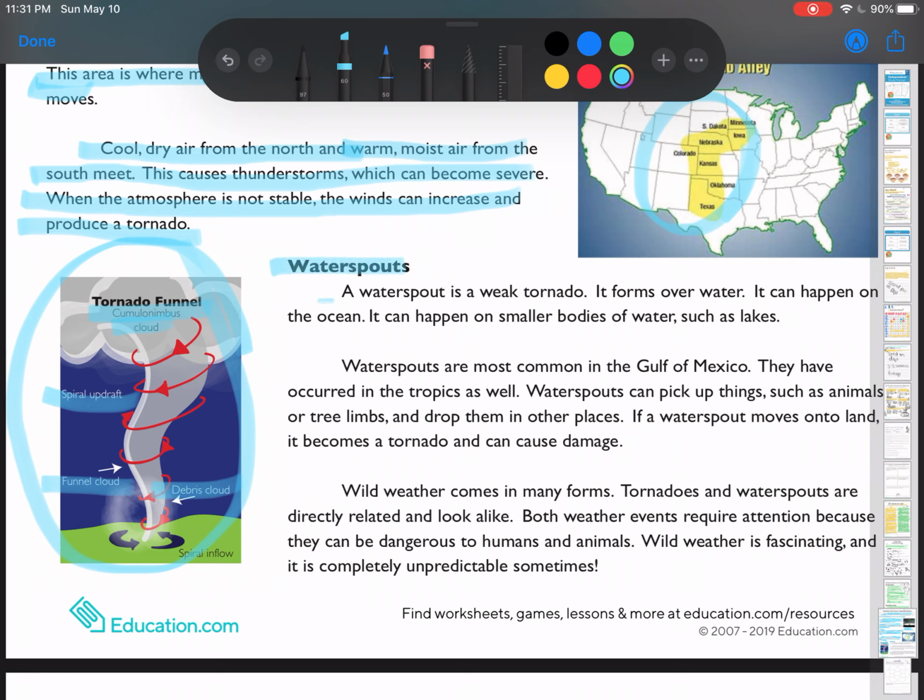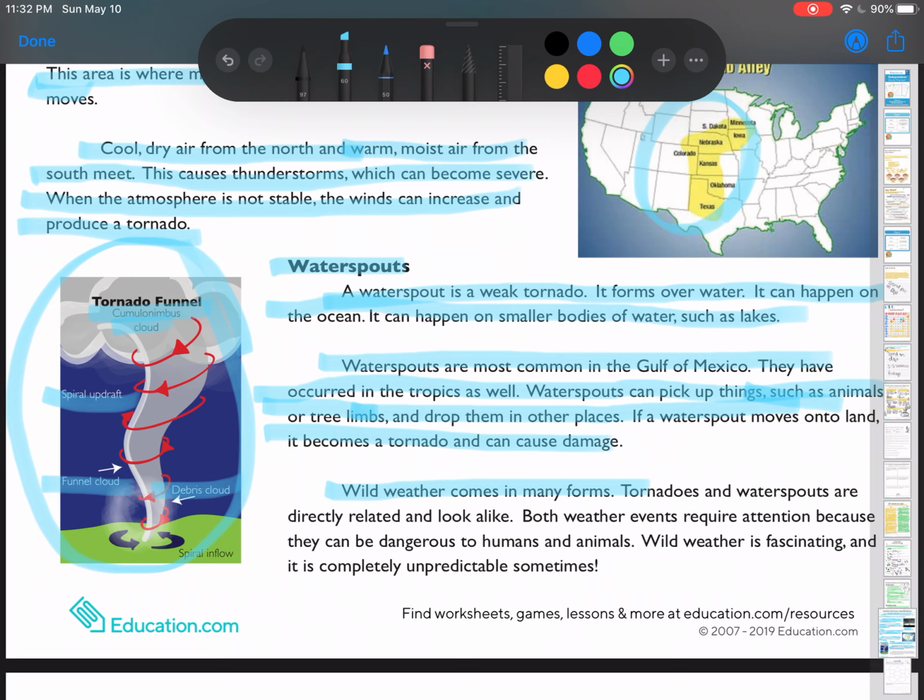Waterspouts. A waterspout is a weak tornado. It forms over water. It can happen on the ocean. It can happen on smaller bodies of water such as lakes. Waterspouts are most common in the Gulf of Mexico. They have occurred in the tropics as well. Waterspouts can pick up things such as animals or tree limbs and drop them in other places. If a waterspout moves onto land, it becomes a tornado and can cause damage.